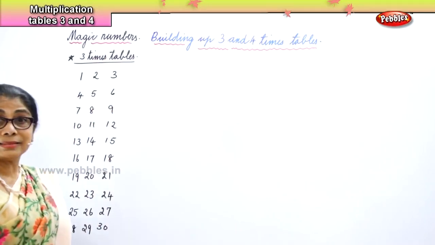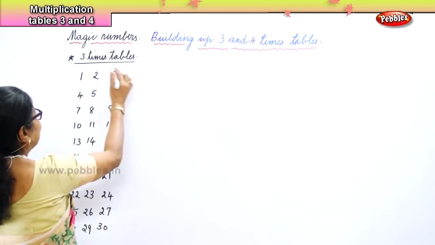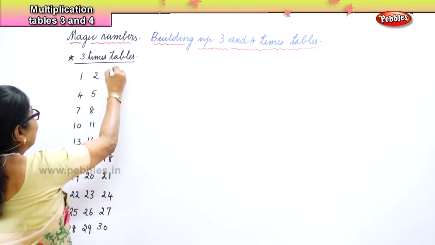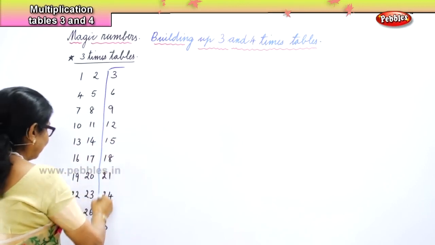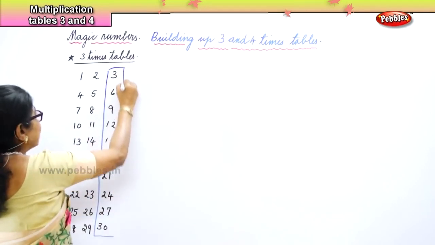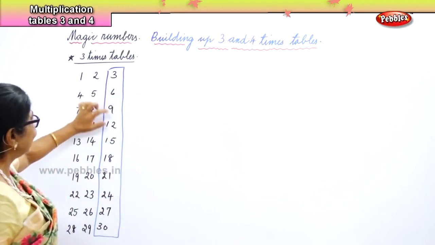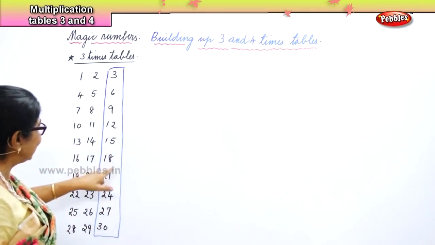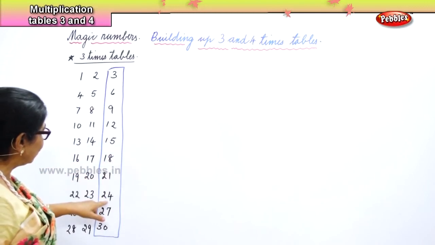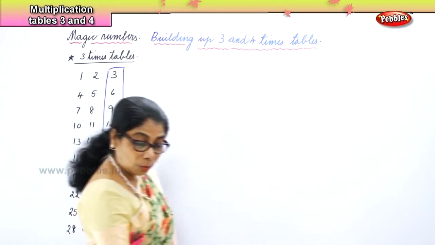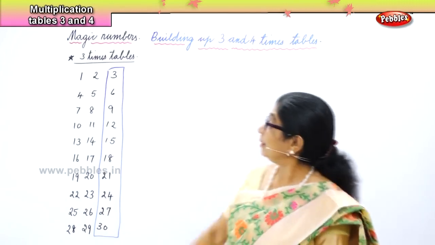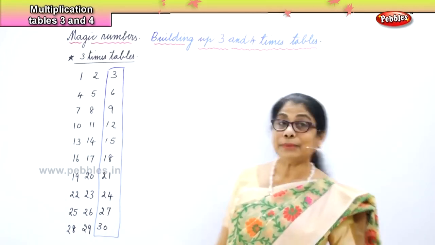Now, just look at the last numbers. Now, we have said 3 times table. Now, let's look at all the last numbers, okay. Now, look at this box. What do you have in this box? 3, 6, 9, 12, 15, 18, 21, 24, 27, 30. What did we get? We got the magic numbers 3 times table.